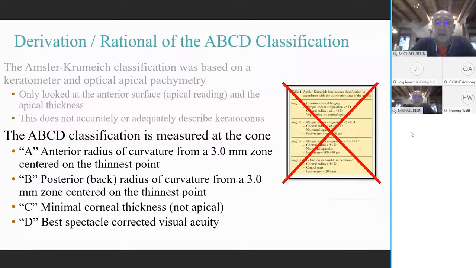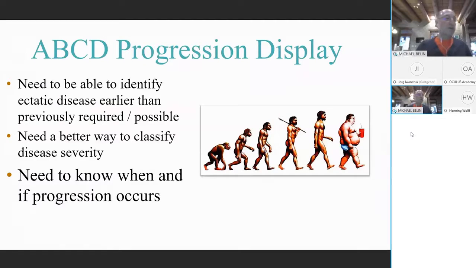The ABC classification, again, is measured at the cone, at the thinnest point. And I'm going to just repeat this. A was the anterior radius of curvature from a 3mm zone, centered at the thinnest point. B is the posterior or back radius of curvature from a 3mm zone, centered on the thinnest. C is the minimal corneal thickness, and D is best spectacle-corrected distance visual acuity. But the real goal of developing that new classification wasn't just to stop at a classification. The real goal was to use that information to develop a progression display, to know when and if progression occurs, and to identify it, not at the late stage with Kmax, not at the late stage with anterior surface parameters, but at the earliest possible stage.